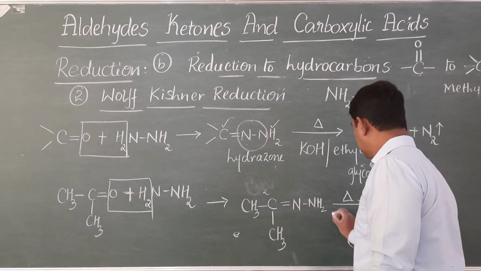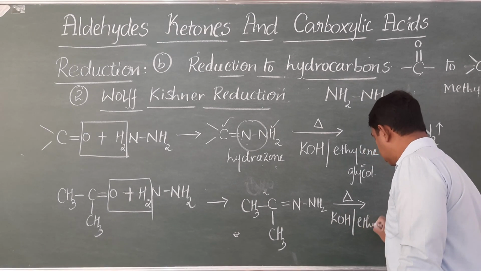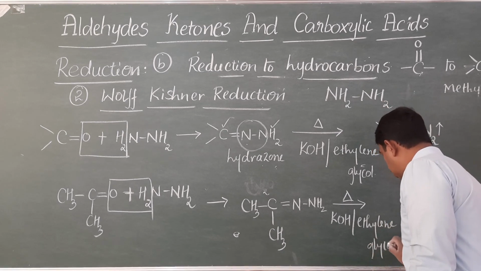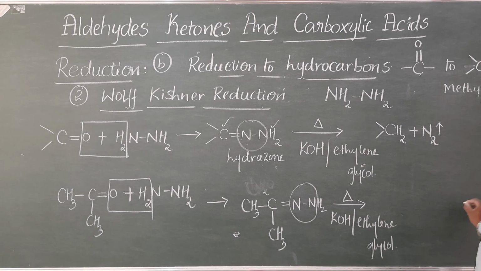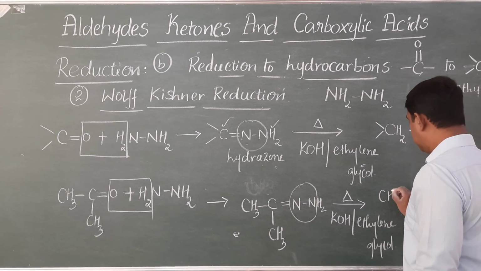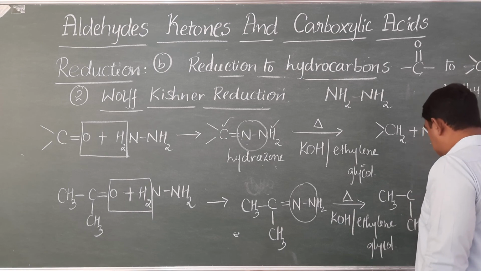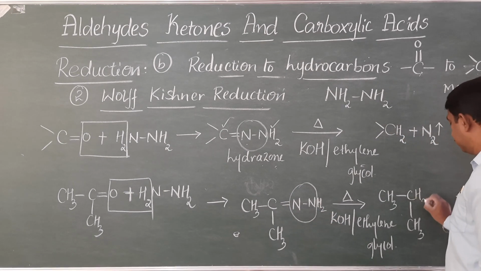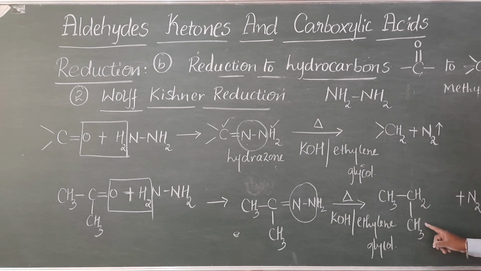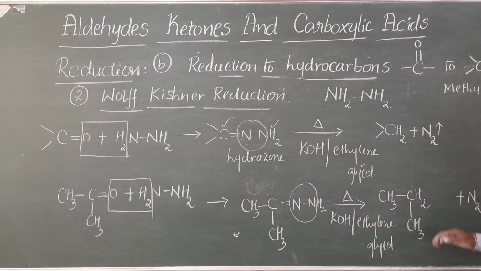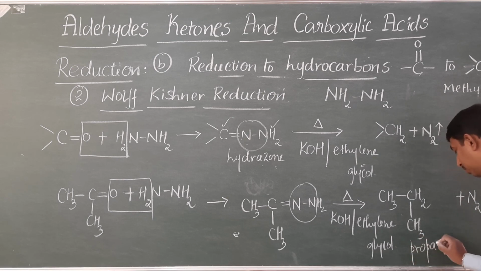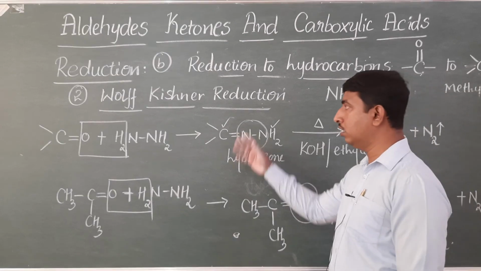Next, heating it with KOH in ethylene glycol. Remove nitrogen, N2. Write the remaining thing, that is CH3, CH3, don't write double bond, write H2. It is CH3CH2CH3. This is propane. So reduction of acetone by using hydrazine followed by heating it with KOH in ethylene glycol produces n-propane. This reaction is nothing but Wolff-Kishner reduction.